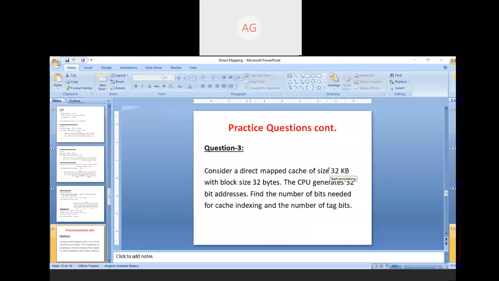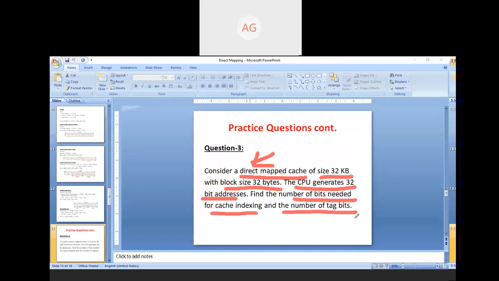Now the third question is given to you. Consider a direct mapped cache. Here also a direct mapped cache of size 32 KB with block size 32 bytes is given to you. The CPU generates a 32-bit address. Find the number of bits needed for cache indexing and the number of tag bits. So you are given three things, and you need to find the number of bits needed for cache indexing as well as the number of tag bits.